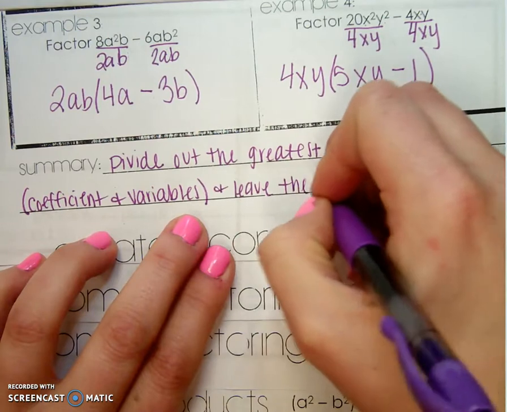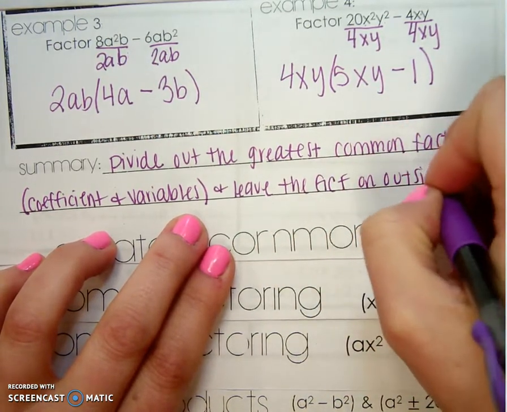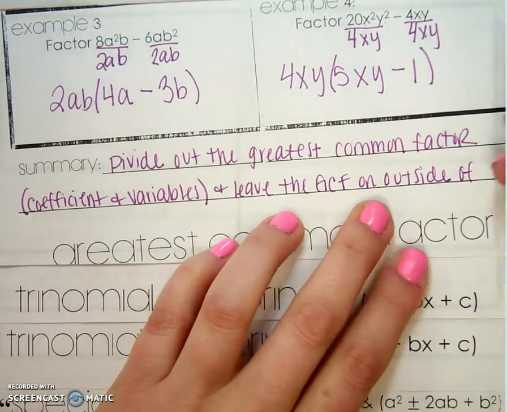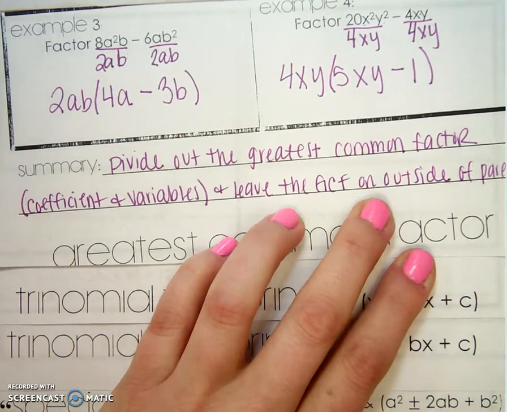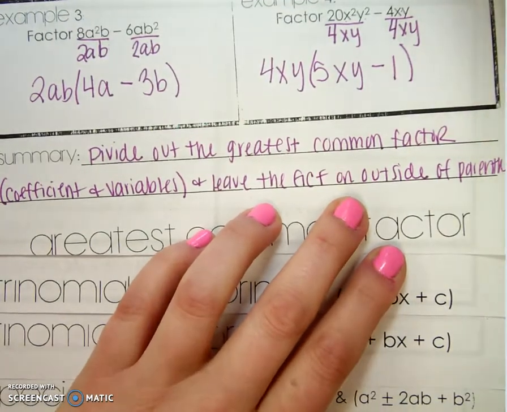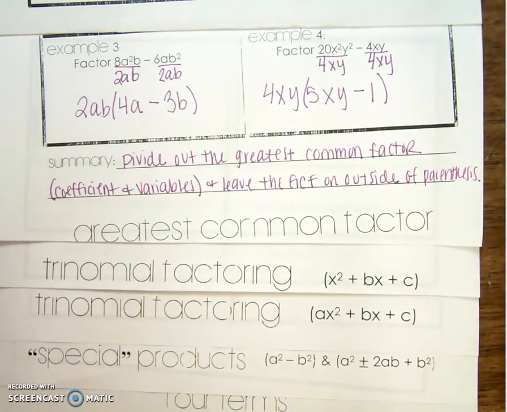And leave the GCF on the outside of parentheses. Okay, so that is greatest common factor.